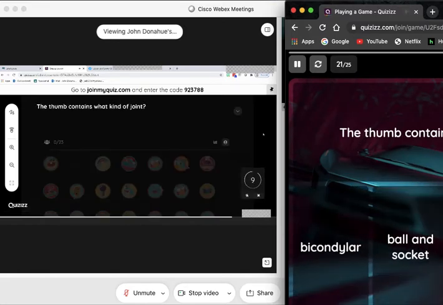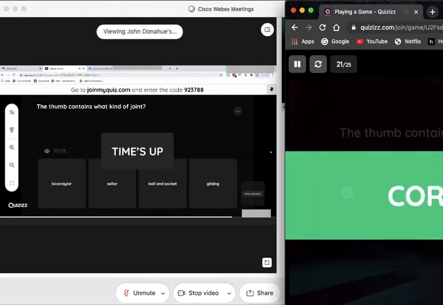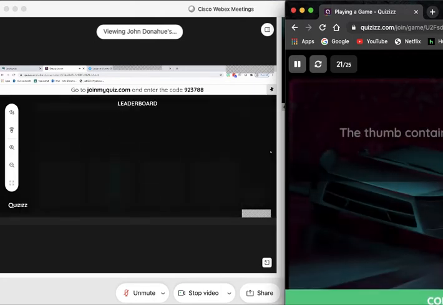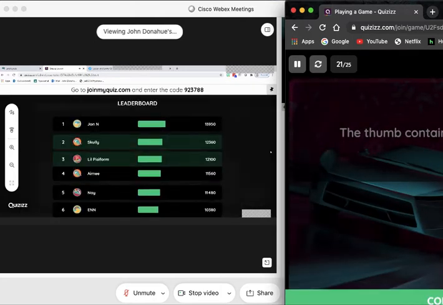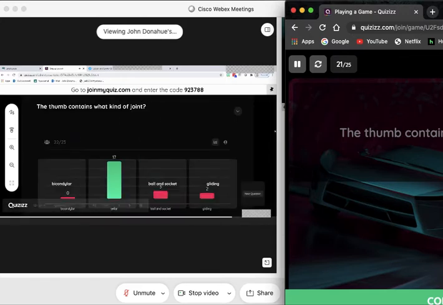The thumb contains what kind of joints? That's going to be sellar or saddle. Please review those joint names, guys, so that you know both names. If you remember, all the joints have two different names. So it'll be sellar or saddle.